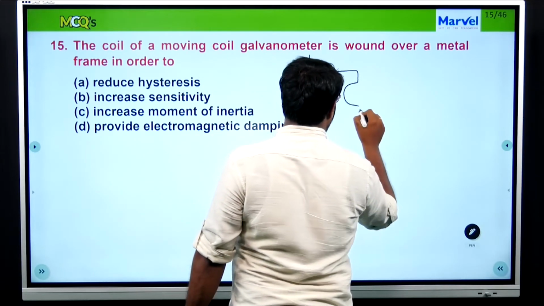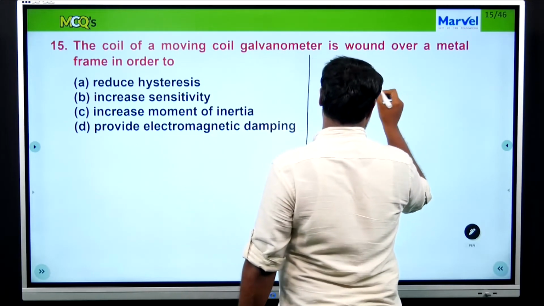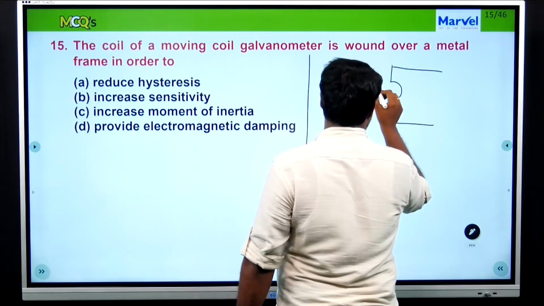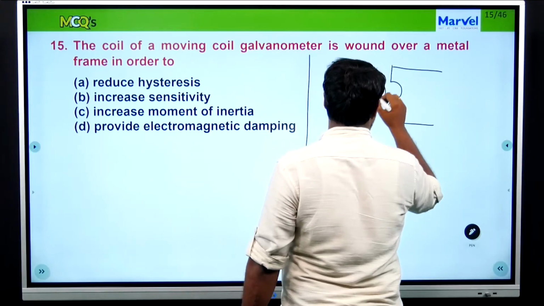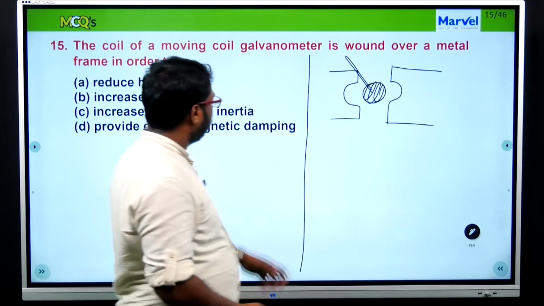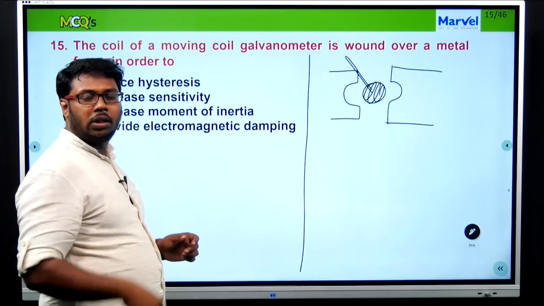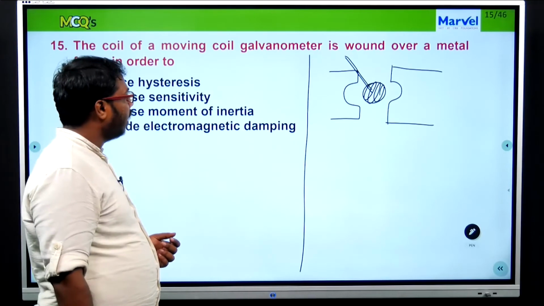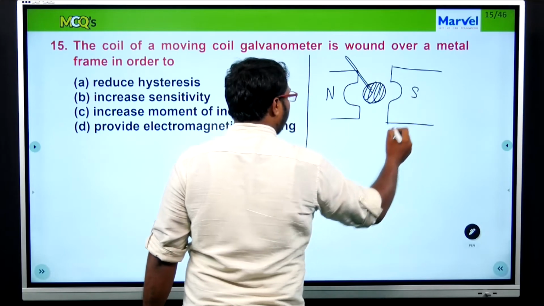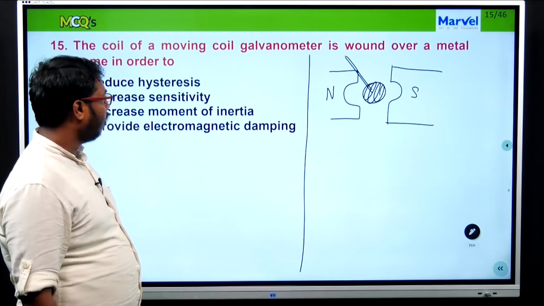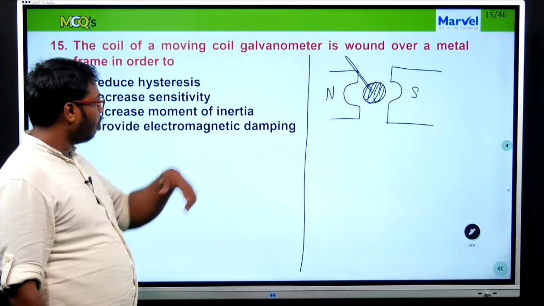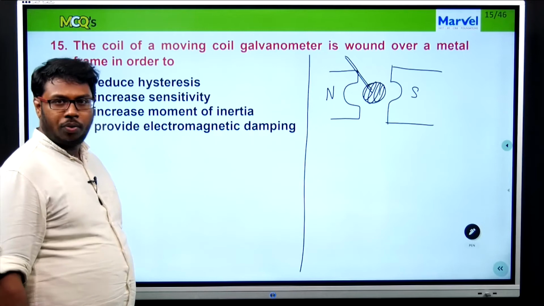We have a magnet, a north and south pole of a magnet, which are placed like this, and at the center a coil is wound over a circular frame, and it is connected to an indicator which is placed between the north and the south pole of a magnet in a constant uniform field. When the current is passed through the coil, it experiences a torque and it moves and it indicates the incoming current.